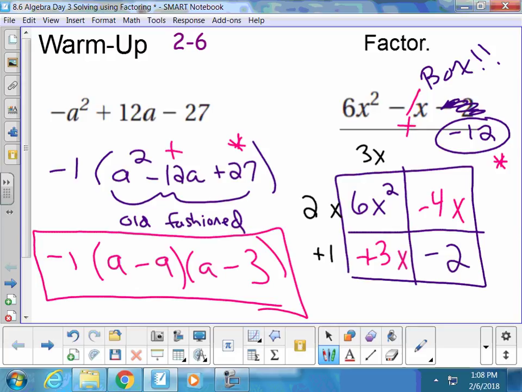All right, 2x times what would give me negative 4x? What should go here? And yep, negative 2, perfect. 2x times negative 2 is negative 4x. And then I check. 1 times negative 2 is negative 2. So we're good. What we have along the side, 2x plus 1, and what we have along the top, 3x minus 2, is our final.